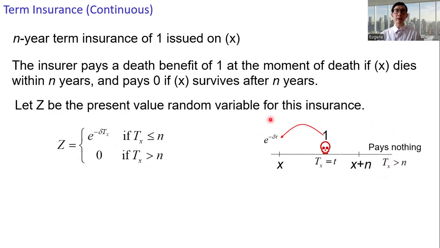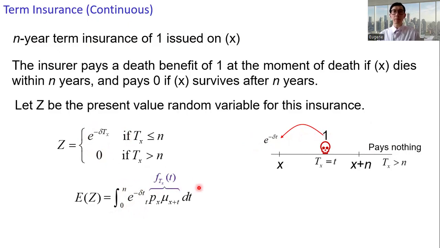We can write out the PMF of Z. Z is a continuous random variable, and therefore, to get the expected value of Z, we use integration. For an n-year term insurance, we start from t equals 0 to t equals n. The present value, which is the death benefit amount 1 times the present value factor, e to the power minus delta t, and then times f_Tx, the PDF of T_x, which is t p x times mu x plus t.